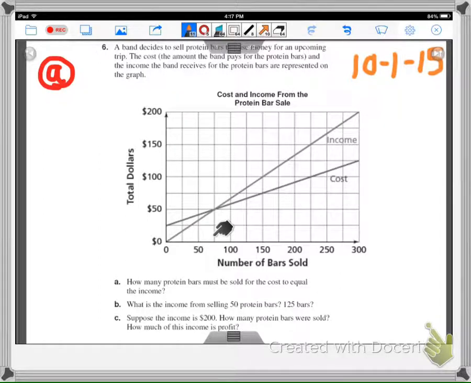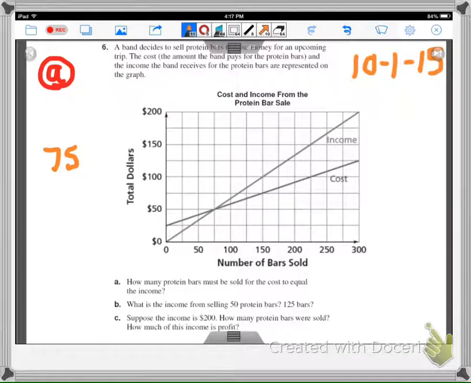If you look down here, this represents the independent variable, which is number of bars sold. And so if this is 50, this must be 25, 50, 75. So the answer to the question is that there must be 75 protein bars sold to make the cost equal the income.